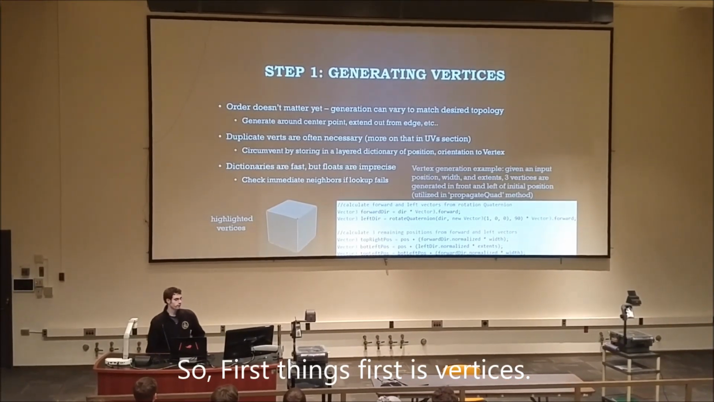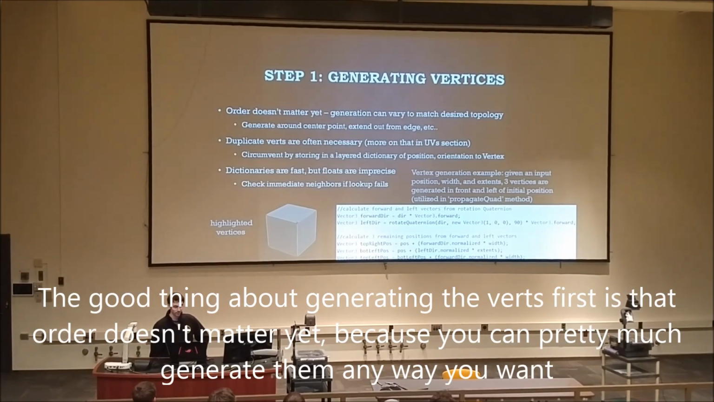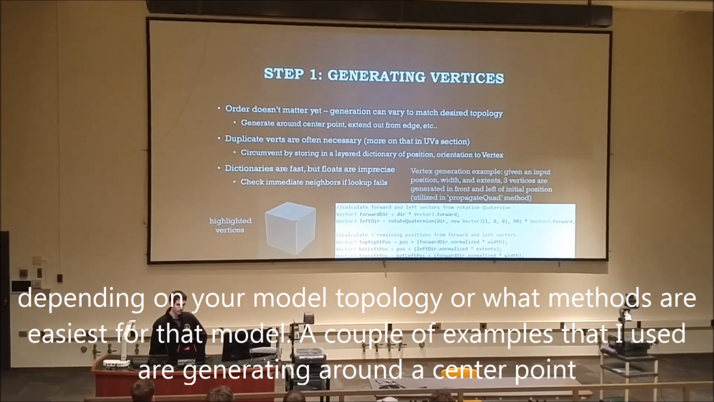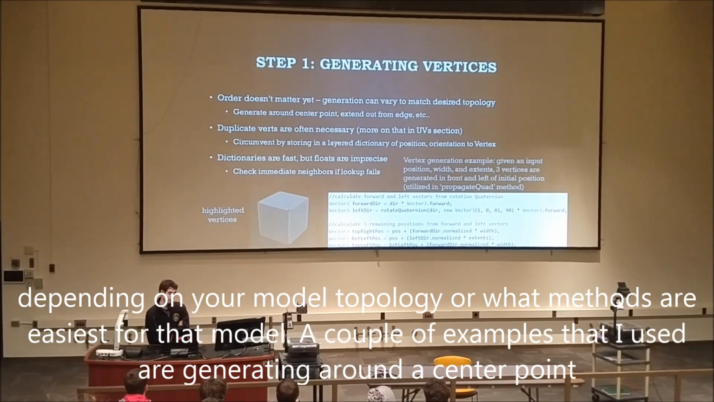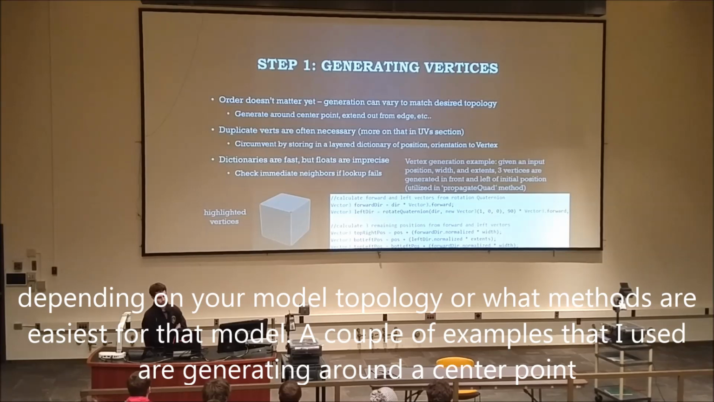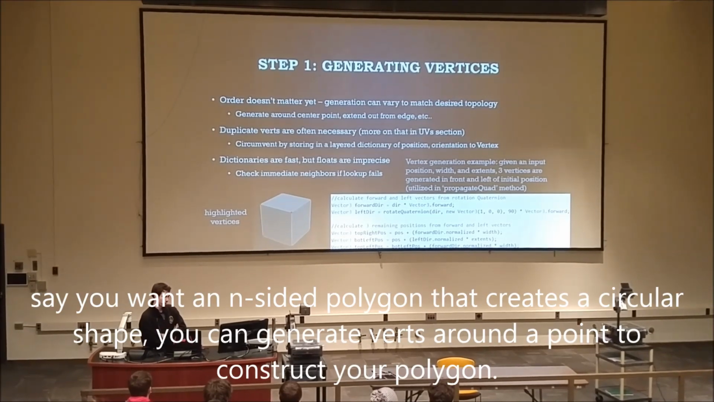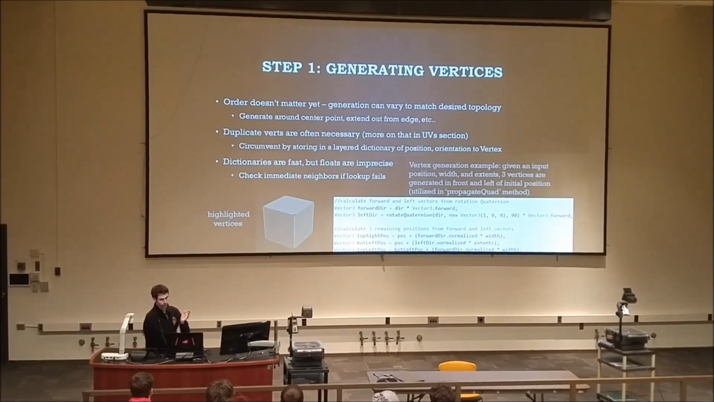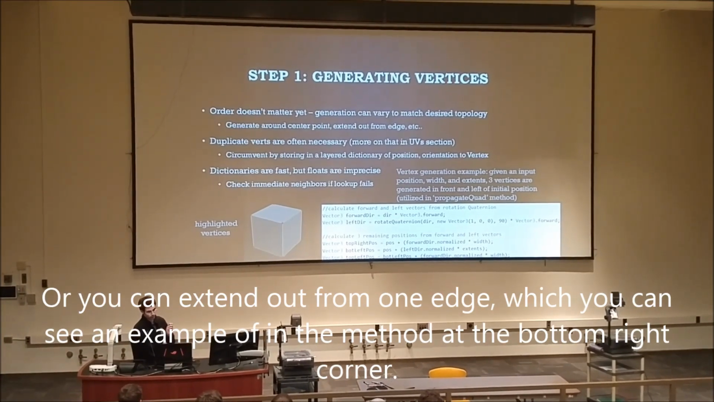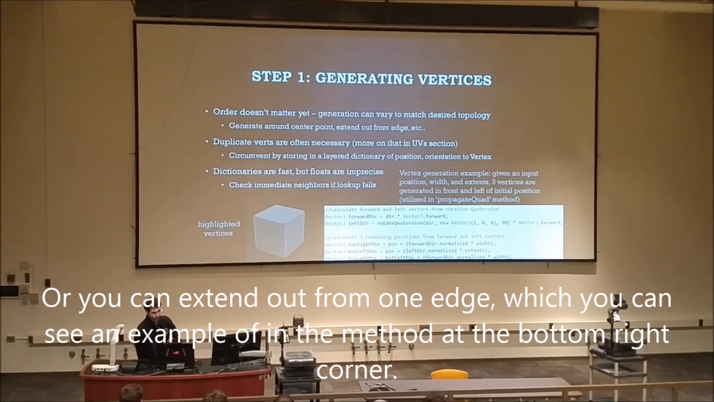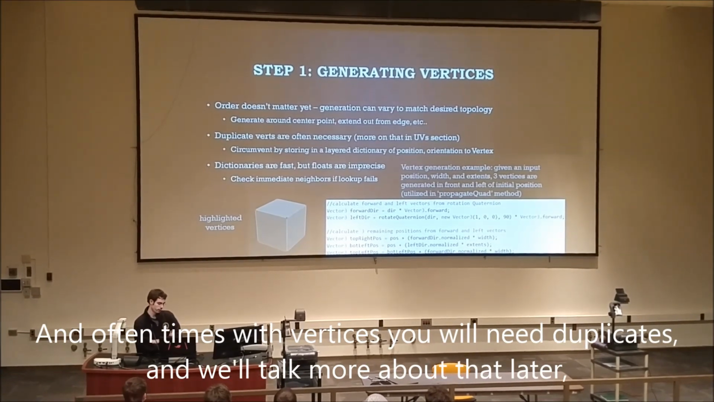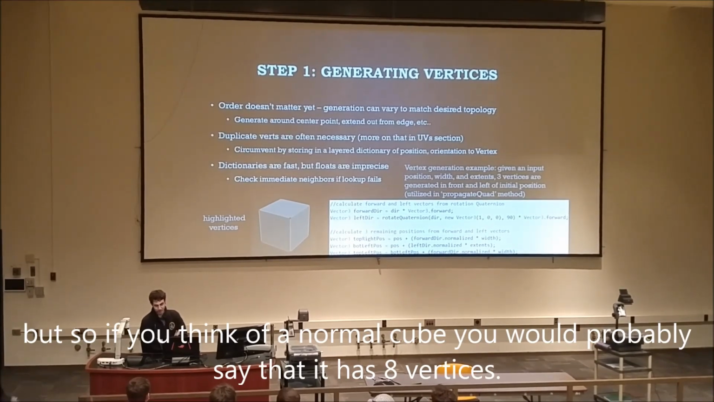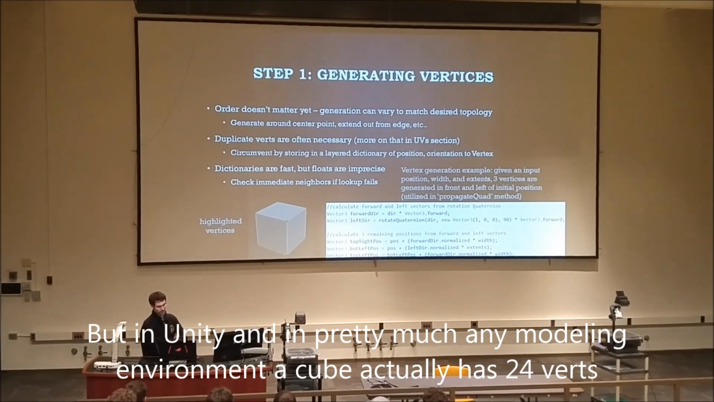So, first things first is vertices. The good thing about generating the vertices, and this is what you should do first, is that order doesn't matter yet, because you can pretty much generate them any way you want, depending on your model topology or depending on what methods are easiest for that model. A couple of examples that I use are to generate around a center point. Say you want an n-sided polygon that creates a circular shape, you can generate verts around the center, or you can extend out from one edge, with the example of the box. And oftentimes the vertices need to be duplicated, and we'll talk a little more about that later. If you think of a normal cube, you'd probably say it has 8 vertices, but in Unity, and in pretty much any modeling environment, a cube actually has 24 vertices.